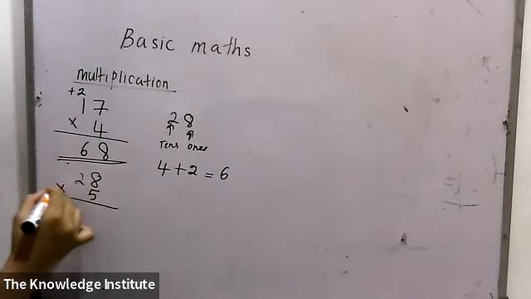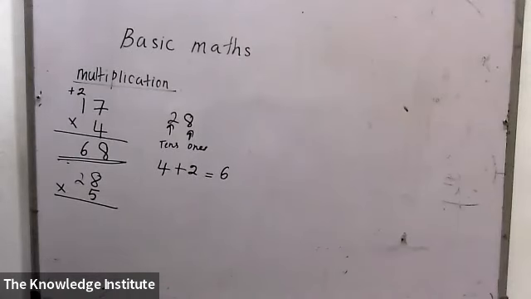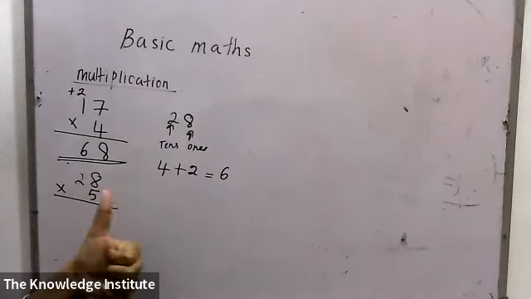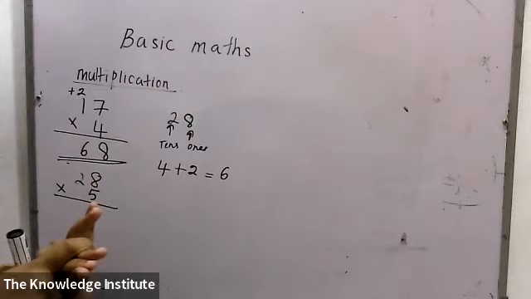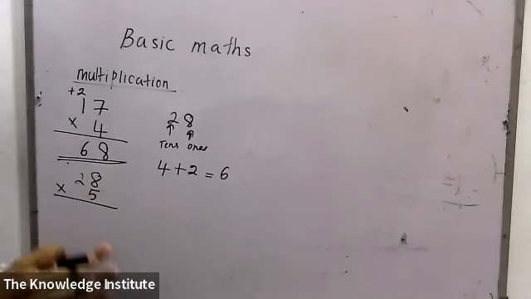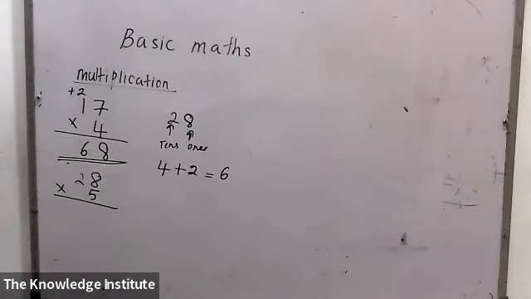28 by 5. Okay, who is going to tell the multiplication table? Netuli or Situmya, the 5 multiplication table. 5 into 1 is? 5. 5 twos are? 10. 5 threes are? 15. 5 fours are? 20. 5 fives are? 25. 5 sixes are? 30. 5 sevens are? 35. 5 eights are? 40.